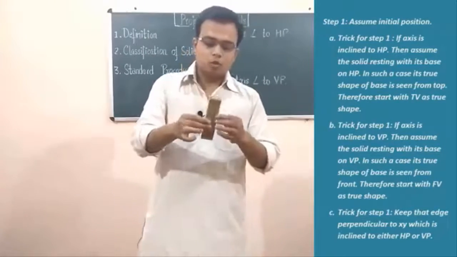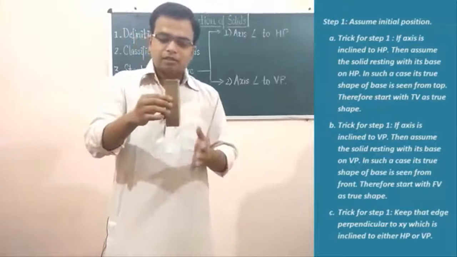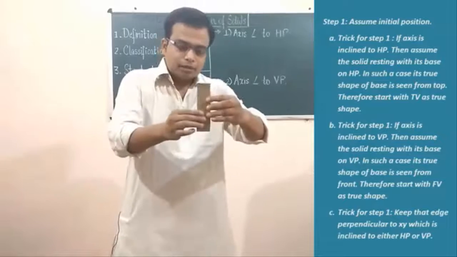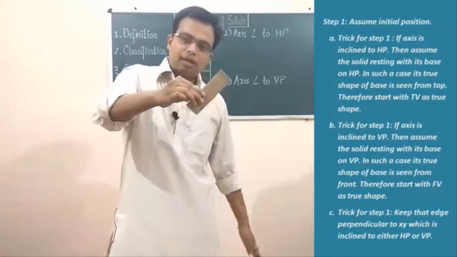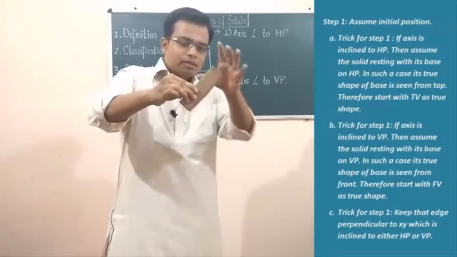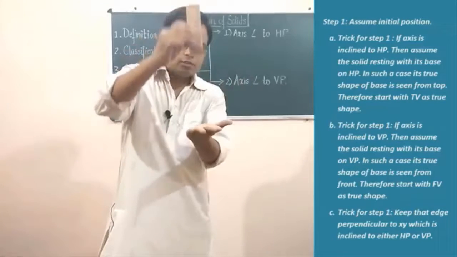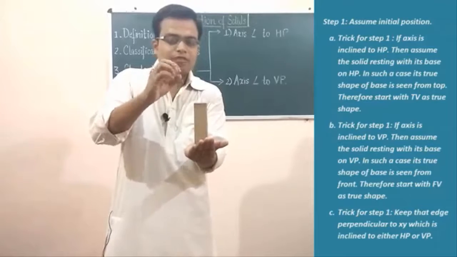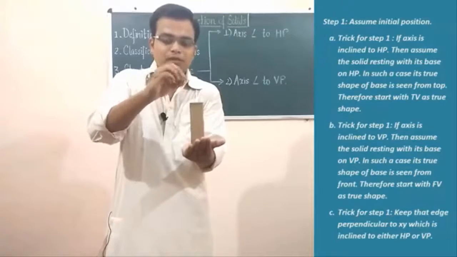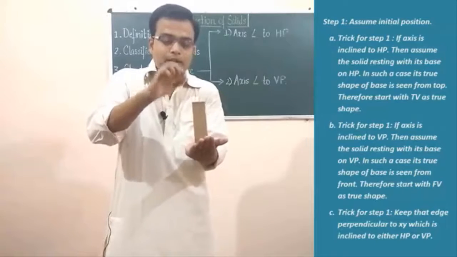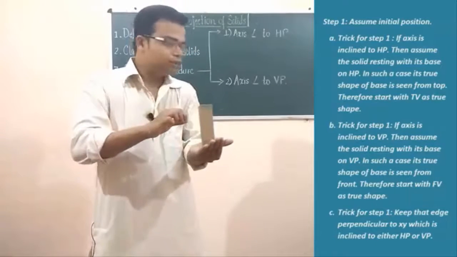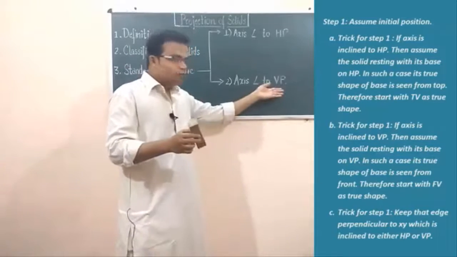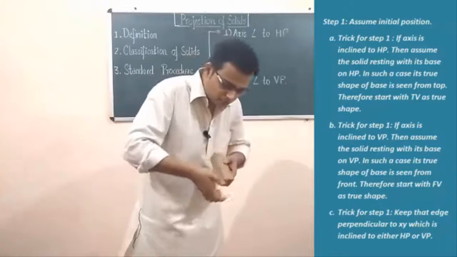Guys, this is what you call a square prism. If the axis is inclined to HP, that means the axis starts from here until we reach here, then we can assume that this entire solid is resting with its base on the horizontal plane, and then we have a situation from where we can see the true shape of the base. Obviously the true shape of the base can be seen from the top, and therefore we are going to begin by making the top view first. That's the entire idea.